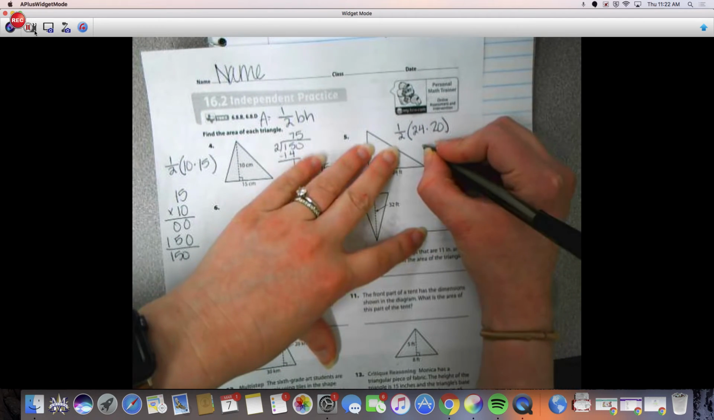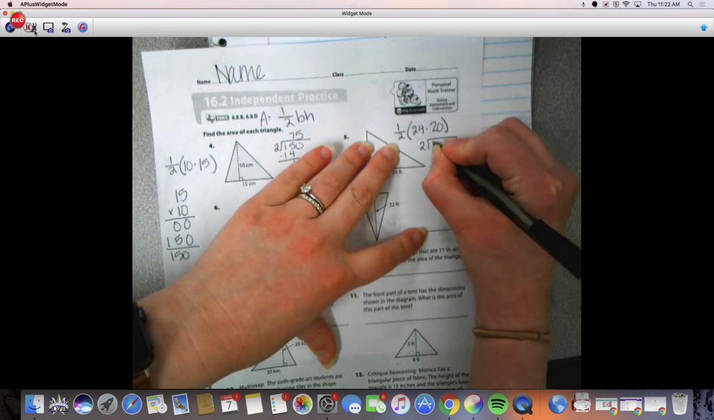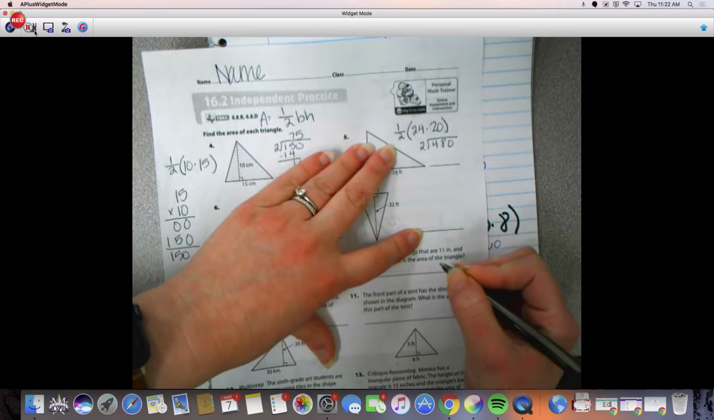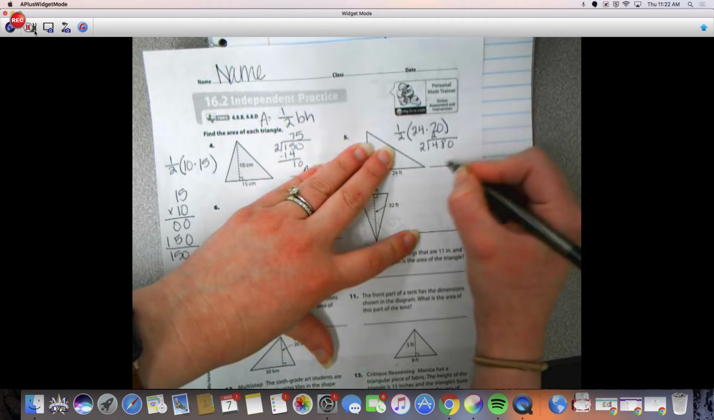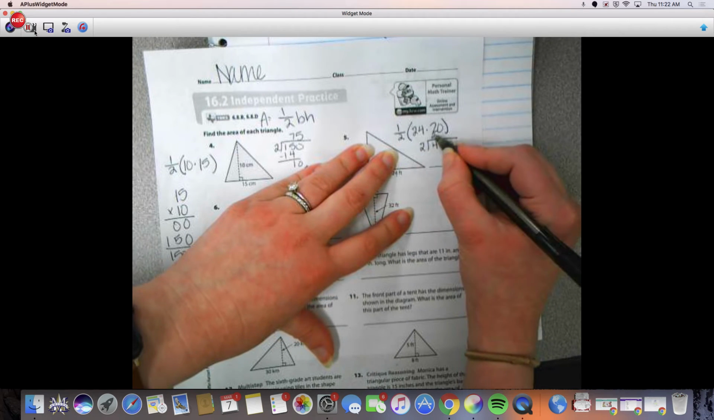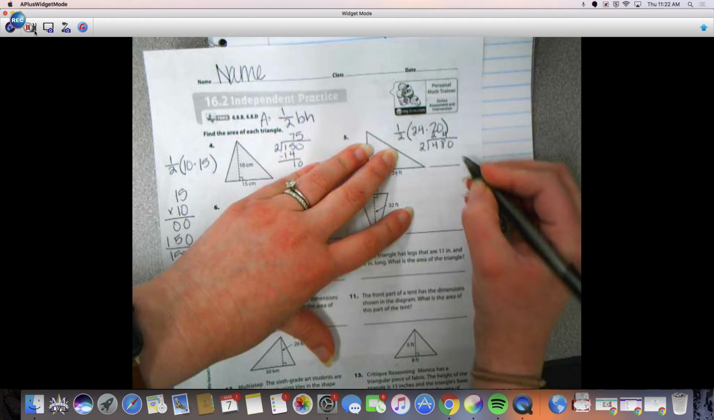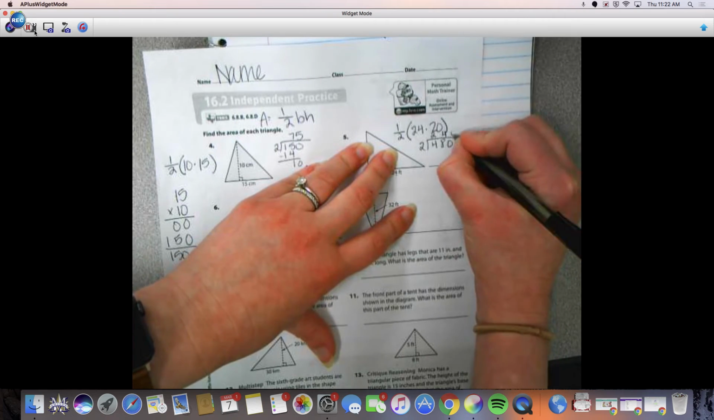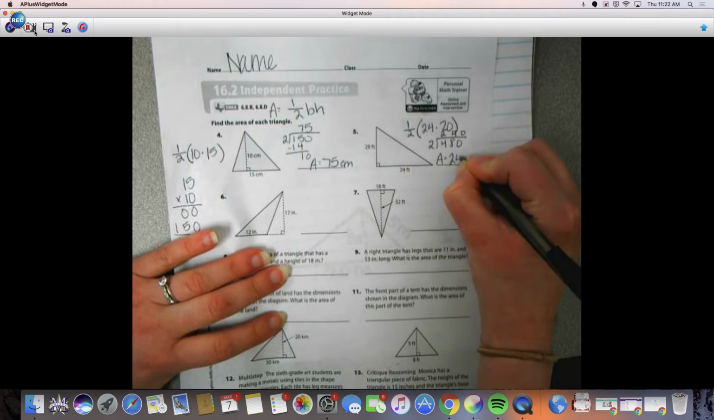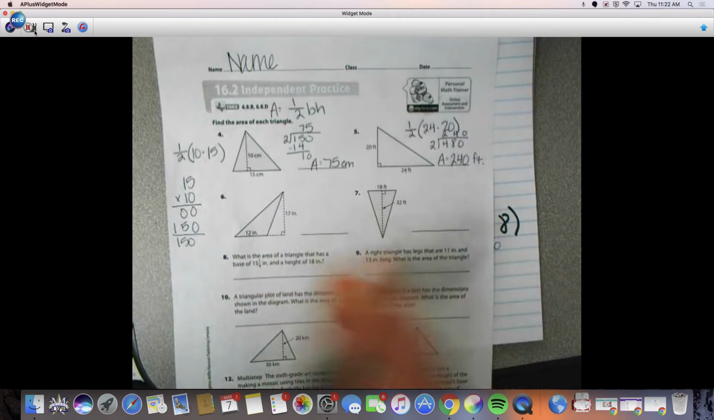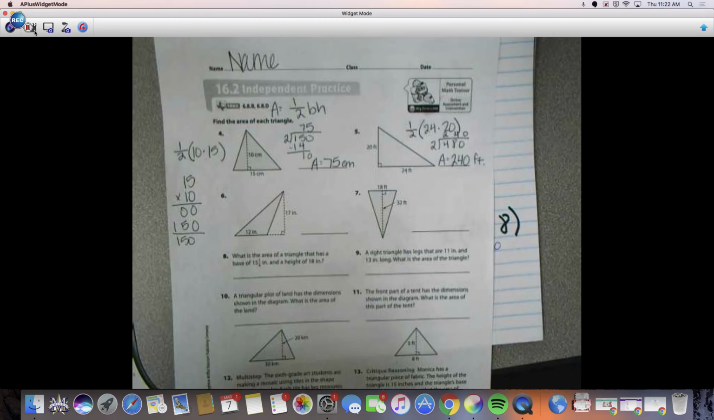So now we just have to divide 480 by 2. 2 goes into 4 2 times evenly. 2 goes into 8 4 times evenly. And 2 goes into 0 0 times. So A equals 240 feet. Number 6.